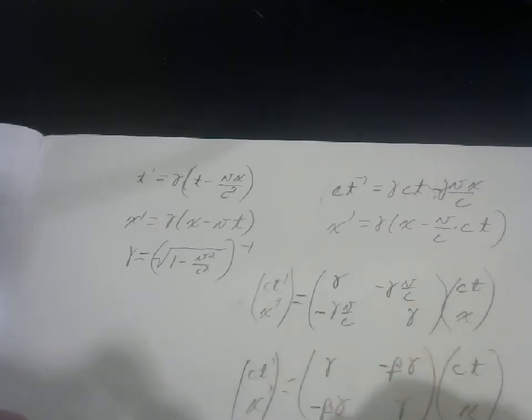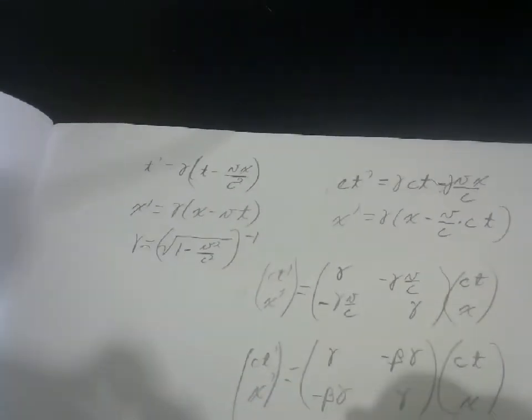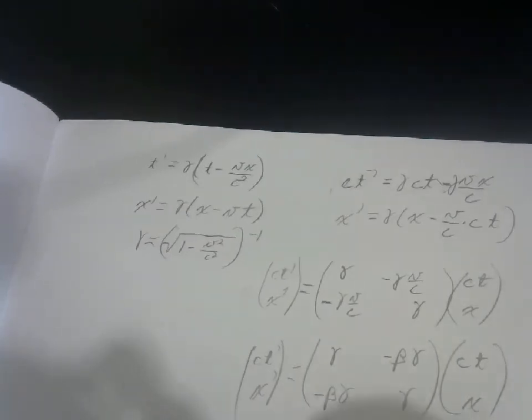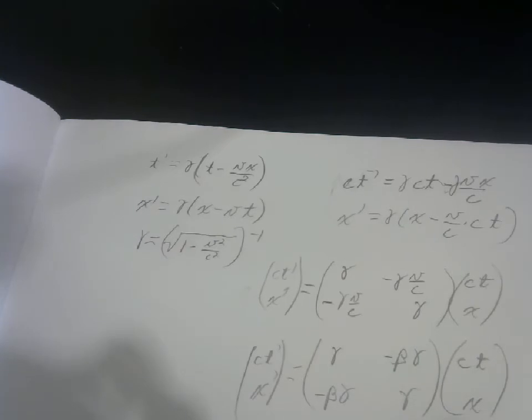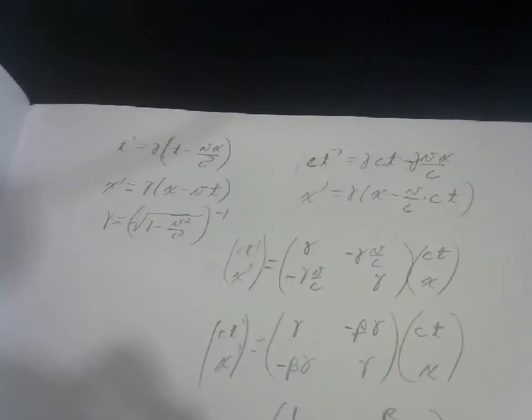over 1 minus beta squared. So this is equal to 1 over square root of 1 minus beta squared and negative 1 over square root of 1 minus beta squared. Okay, beta, negative beta over square root of 1 minus beta squared. And then this one is negative beta over square root of 1 minus beta squared. And this is 1 over square root of 1 minus beta squared. Okay, so let's go ahead and compare that.